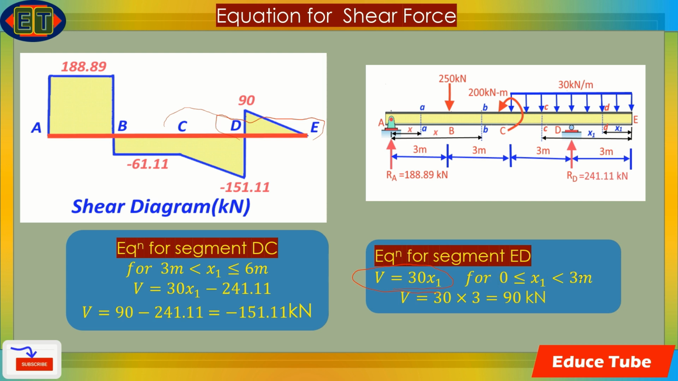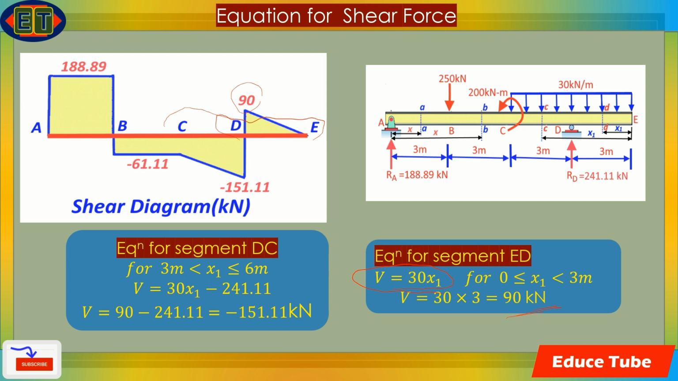So within this range, equation is 30 into x1. This 30 and x1 distance. So shear will be 30 into x1. It means if x1 is 3, then V equal to 90 kilonewtons. That is why here it is 90.